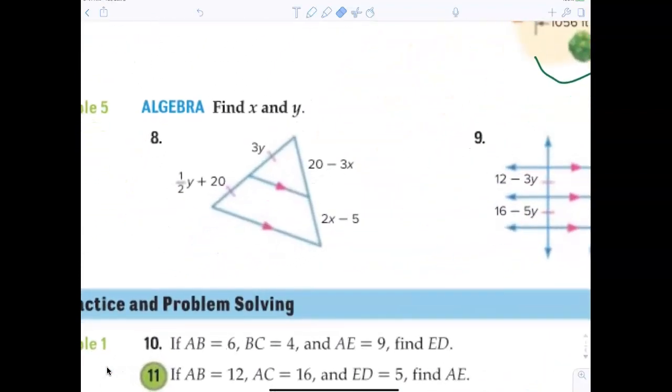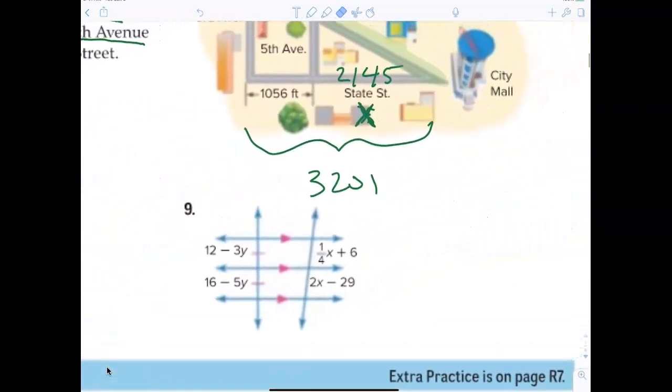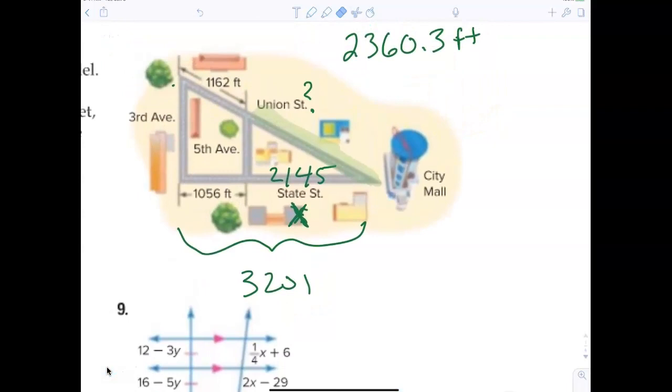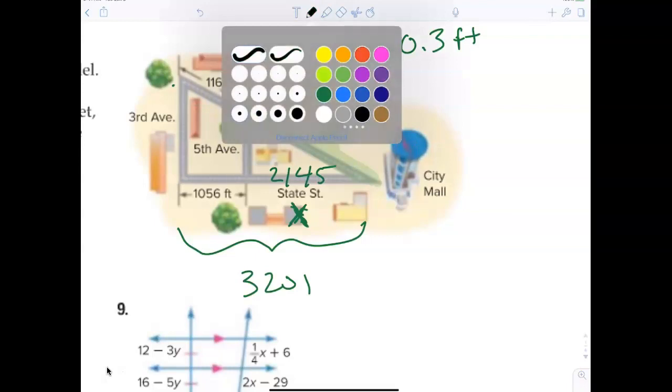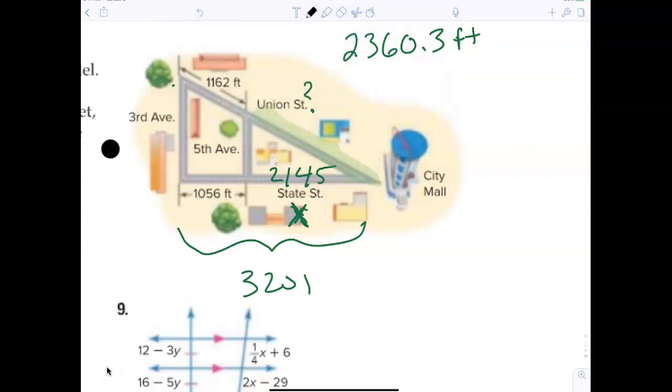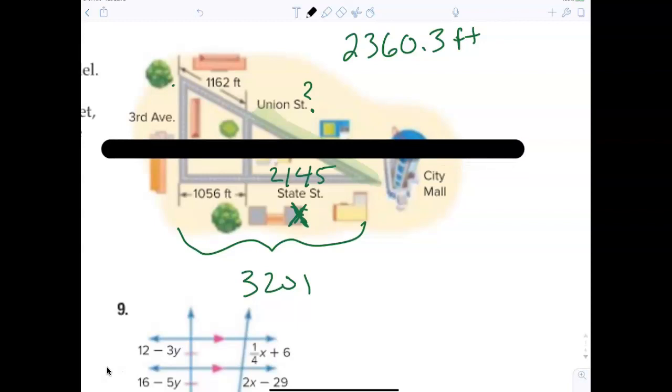All right. Let's take a look at 8. Say it again. Okay, so good question. So we just made a fraction. Now look, here's how I would want you to think about it. Look right here. That's what I did. I'm drawing a fraction. Watch the fraction. What am I showing you? 1162 over 1056 equals x over 2145. That's all there is to it.